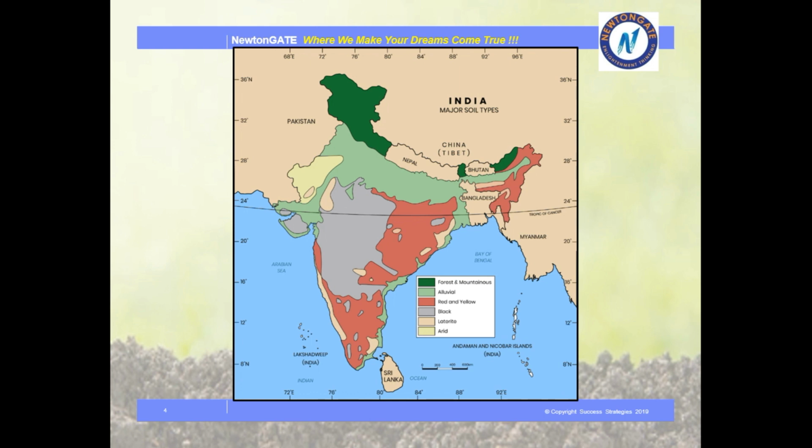Next is the red and the yellow soil. Red soil demarcating the region which is located in the eastern part or the southeastern part of our country. Black soil, the major states like the Maharashtra, Madhya Pradesh and some part of the Gujarat as well. Lastly, the laterite soil, we can see in some of the patches in the region like the western coastal plain or some part of the Rajasthan as well. So these are the major soil types.